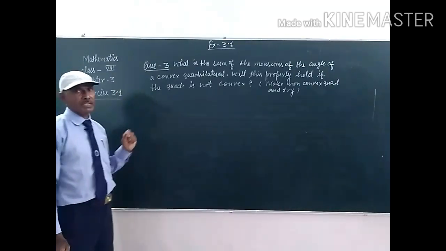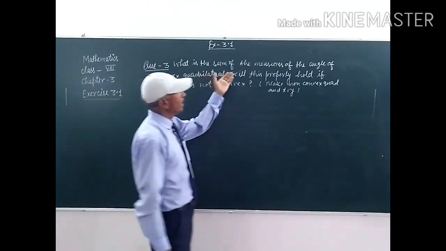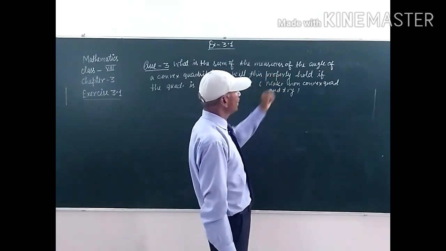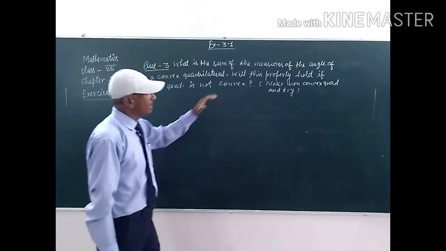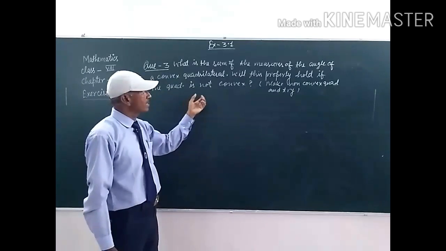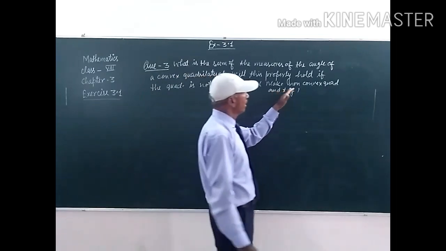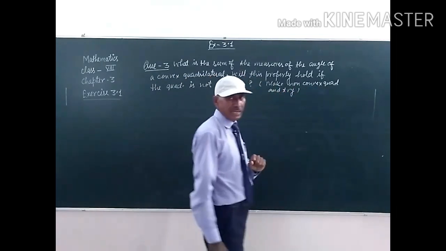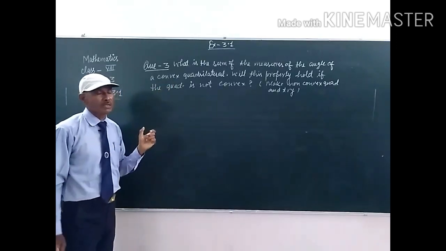This is question number 3, student. In this question: what is the sum of the measures of the angles of a convex quadrilateral? Will this property hold if the quadrilateral is not convex? Make a non-convex quadrilateral and try. This question is divided into 2 parts, student.